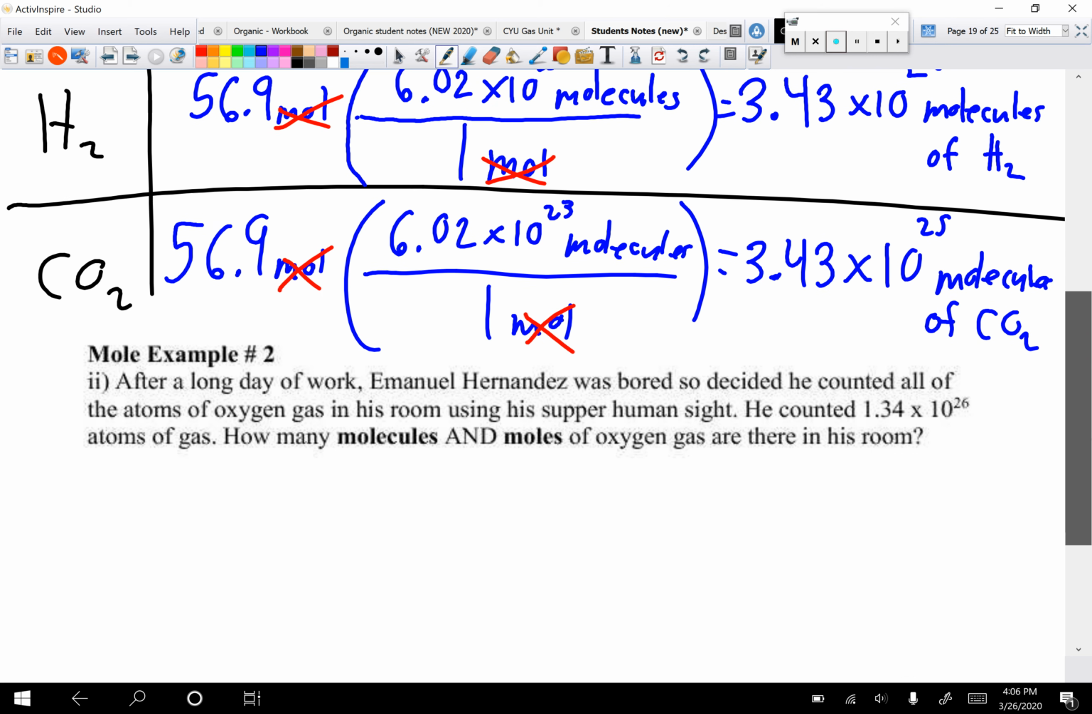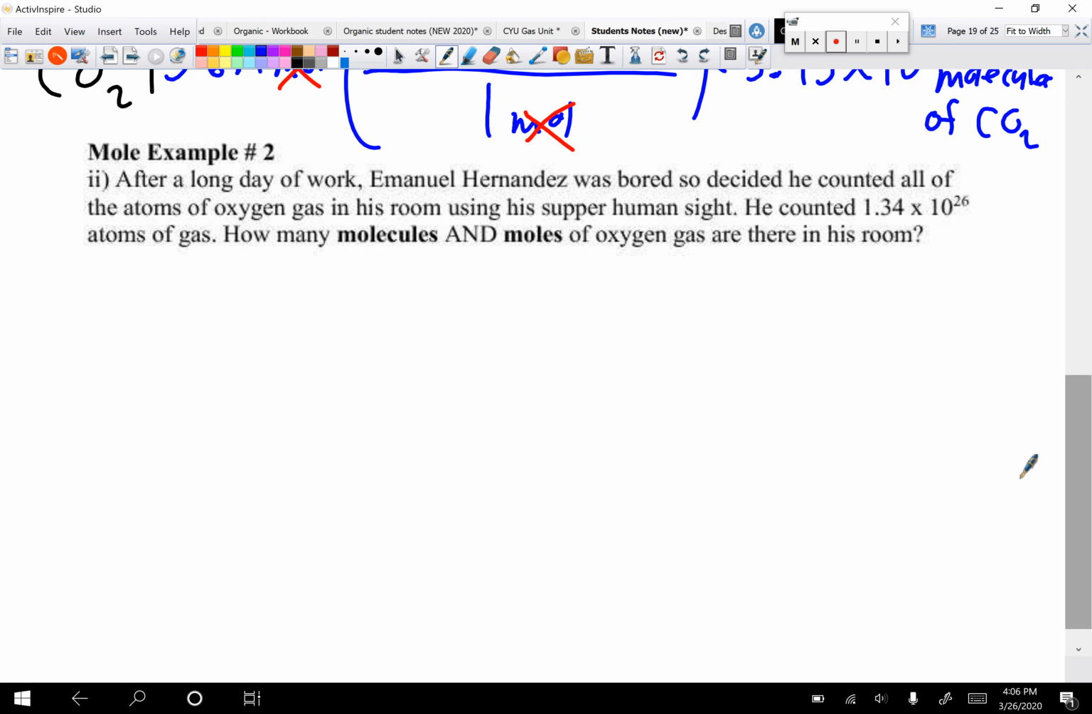Now, our second question here is a little more complex, just because when we read ahead, it's after a long day's work, Manuel Hernandez was bored, so he decided to count all of the atoms of oxygen using his superhuman sight. He counted 1.34 times 10 to the power 26 atoms of gas, and we need to figure out how many molecules and how many moles there are. So there are 2 different conversion factors we're going to need in order to answer this question. First of all, we have to figure out how many atoms are going to be in 1 molecule of oxygen gas, and then of course how many molecules are in 1 mole.